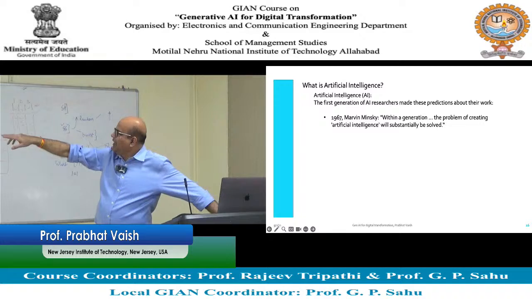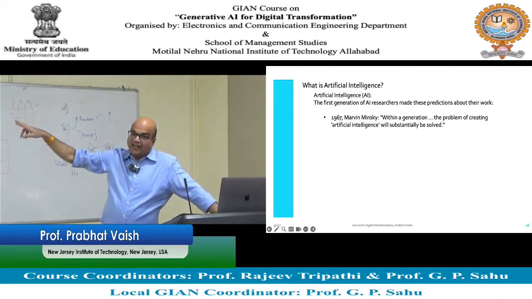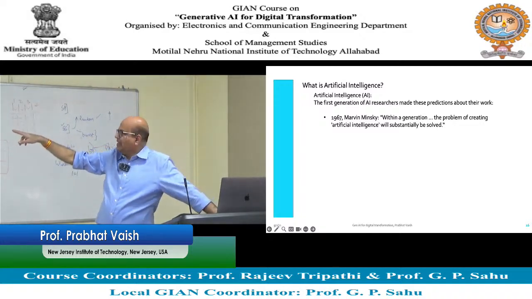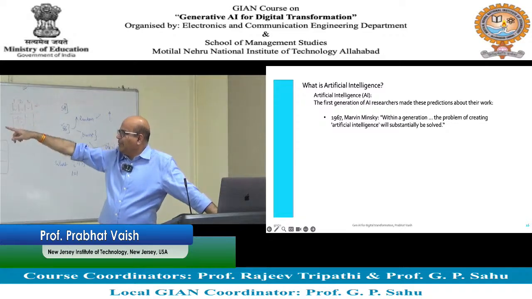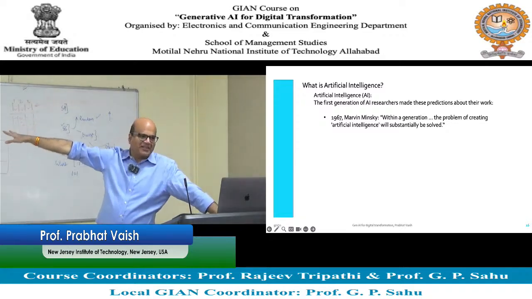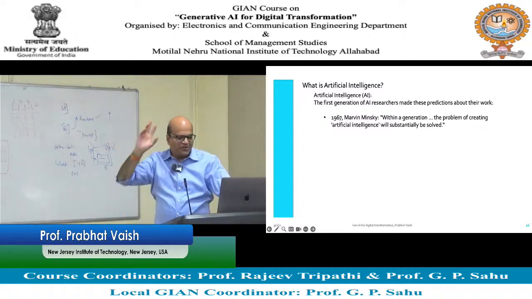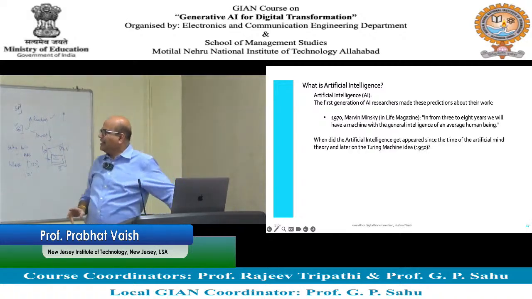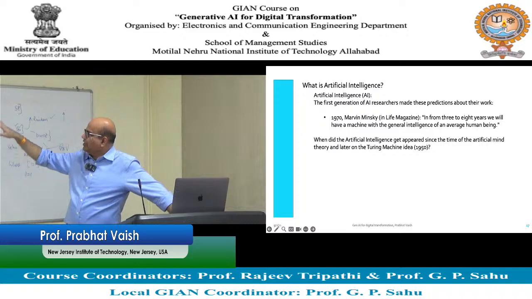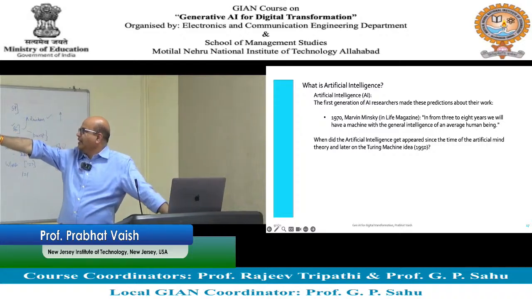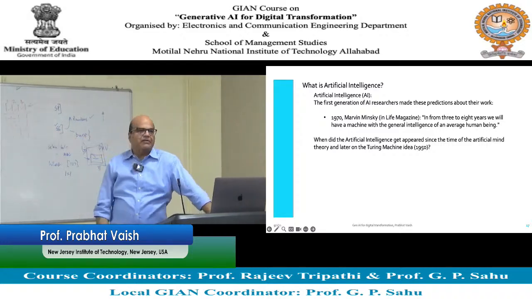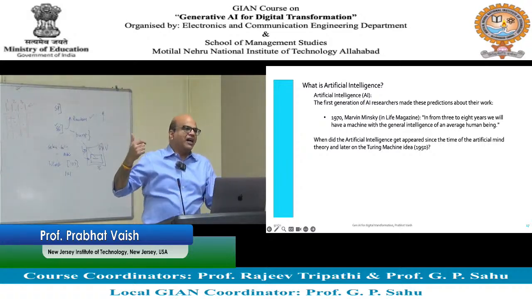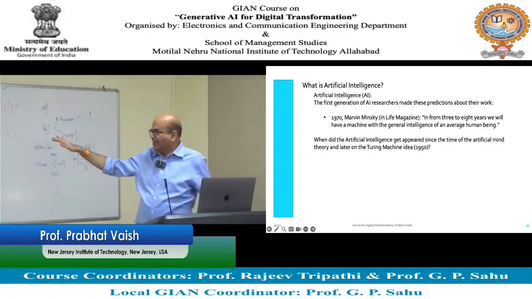1967, Marvin Minsky, another huge name in artificial intelligence: within a generation, it'll be substantially solved. I don't think we are there yet. 2 generations have happened since then. 1970, again Marvin Minsky: in 3 to 8 years, we'll have a machine with the general intelligence of an average human being, what we today call AGI. It hasn't happened yet. Okay?